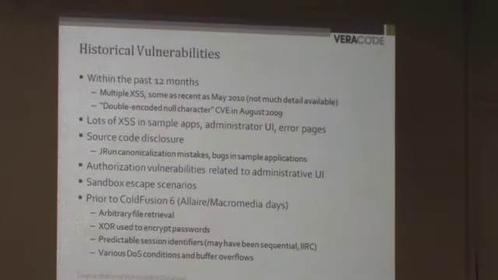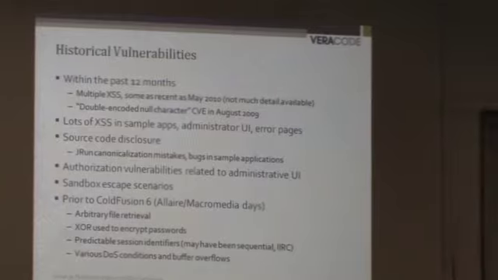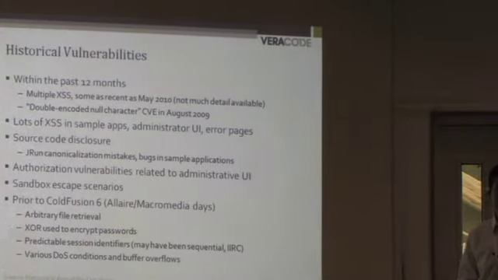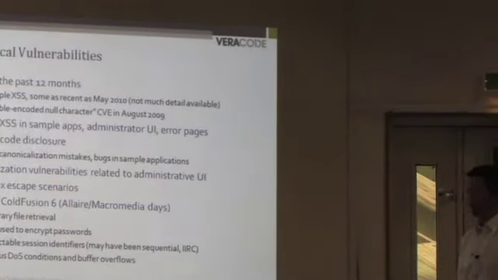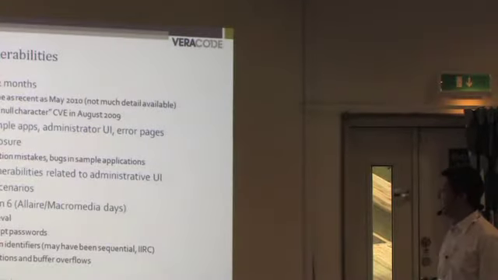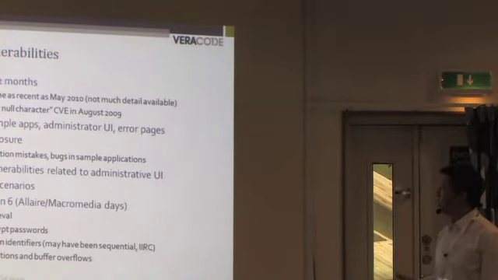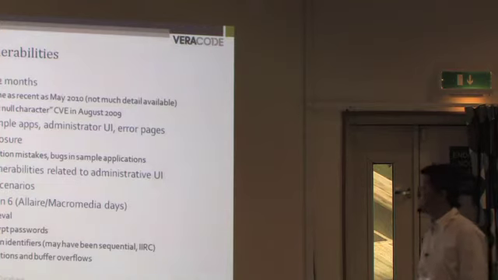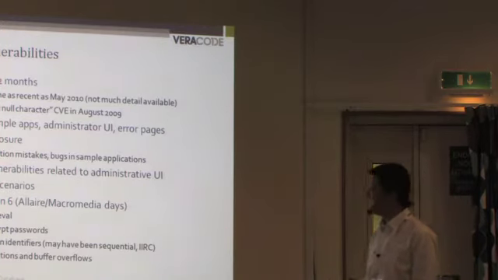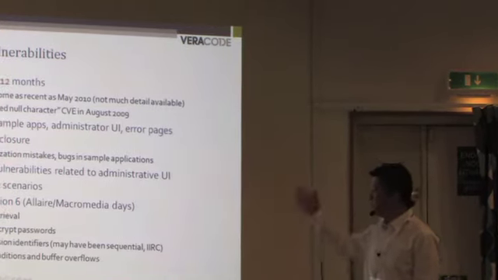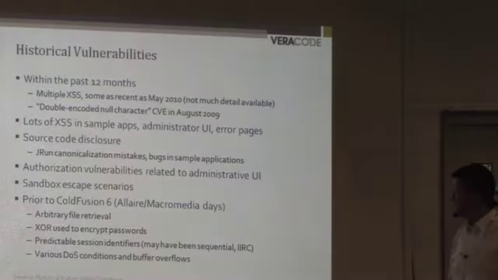Within the past 12 months, there have been cross-site scripting vulnerabilities. Actually, there were no details available on that because those were from last month, but I did find some CVEs that reference cross-site scripting. And then about a year ago, or not quite a year ago, there was a double encoded null character canonicalization vulnerability as well. And there have been many of those types of things in the past.